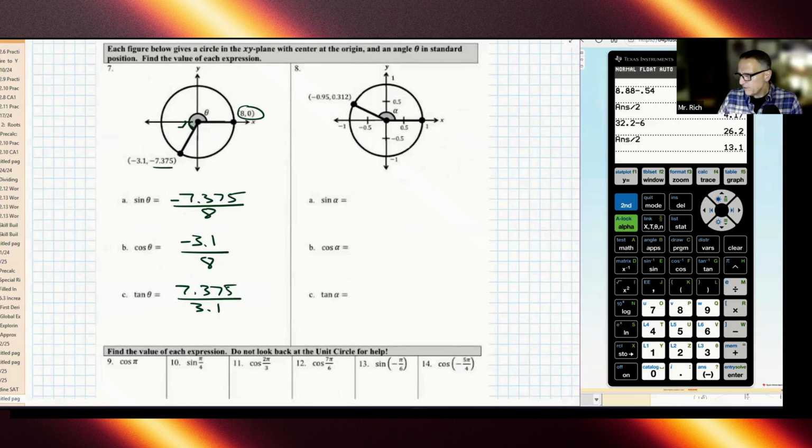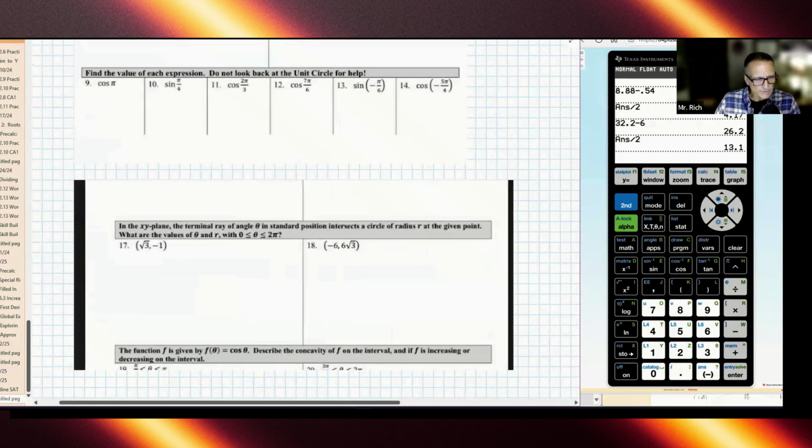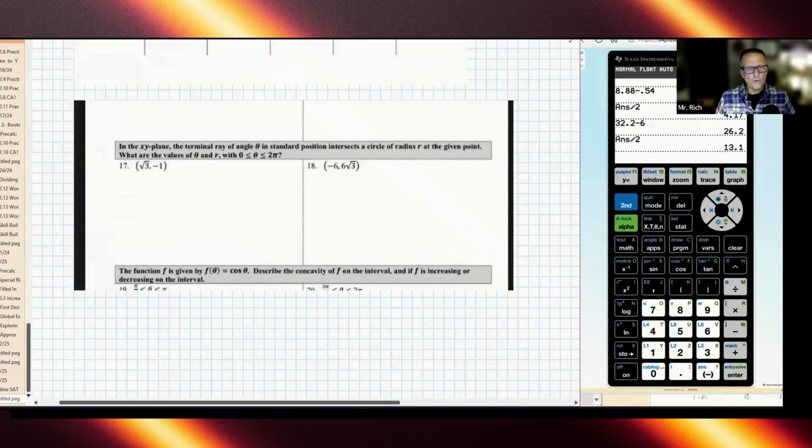Let me jump over to the third page, Reagan, which I think is this one. In the XY plane, the terminal ray of angle theta in standard position intersects a circle of radius r at a given point. What are the values of theta and r, with theta being between 0 and 2 pi?